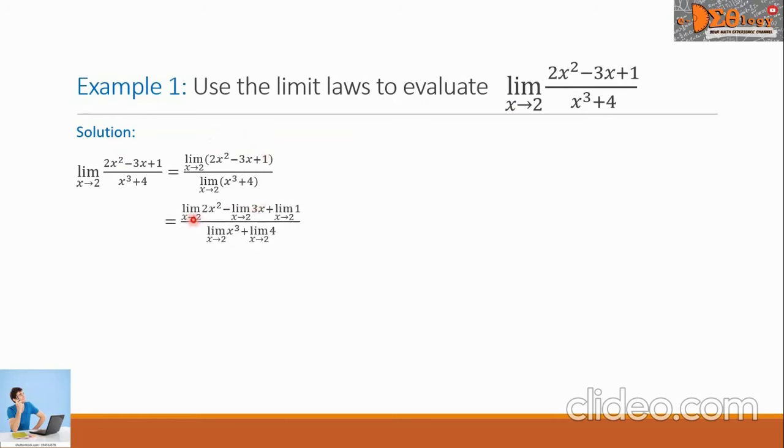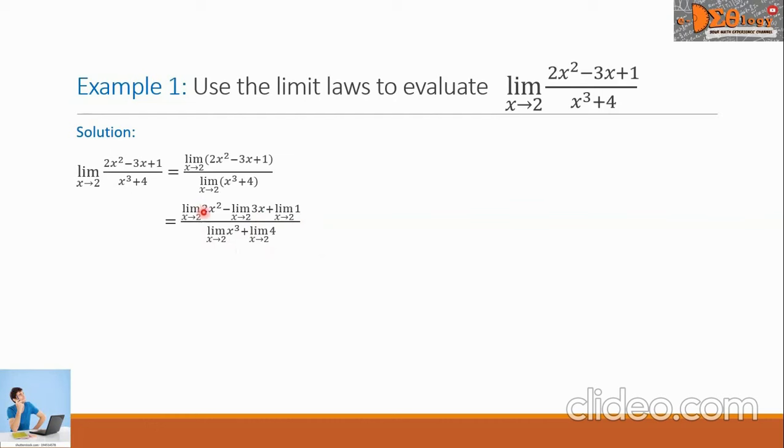So we will have the limit of 2x squared as x approaches 2 minus the limit of 3x as x approaches 2 plus the limit of 1 as x approaches 2, all over, in our denominator, the limit of x cubed as x approaches 2 plus the limit of 4 as x approaches 2.